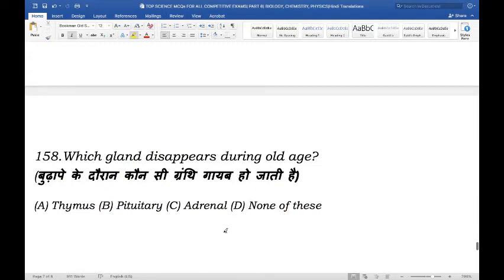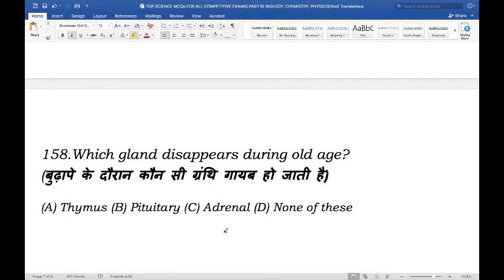Question number 158. Which gland disappears during old age? Is it A, thymus, B, pituitary, C, adrenal, or D, none of these? Which gland disappears during old age? And the right answer is A, thymus. Thymus gland is located in the chest, in between our lungs, and facilitates maturation of T cells. With age, the thymus shrinks and is replaced with fat.